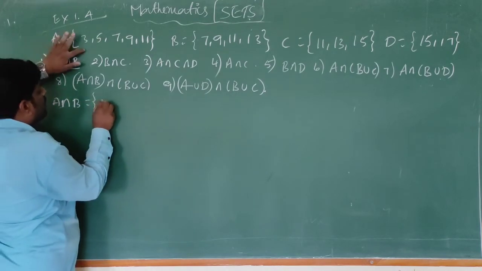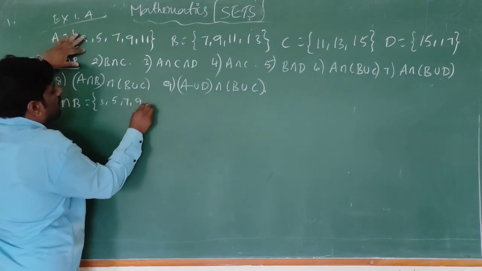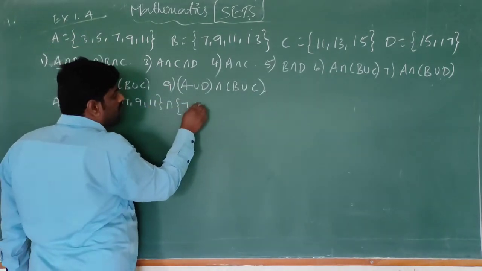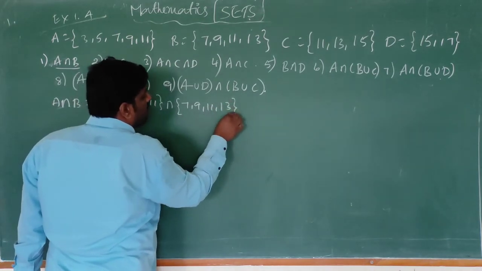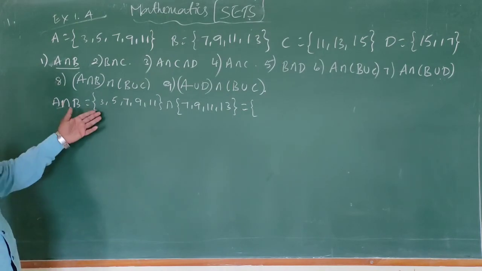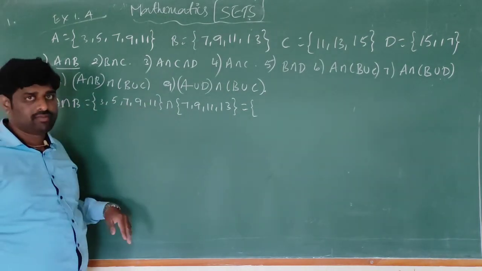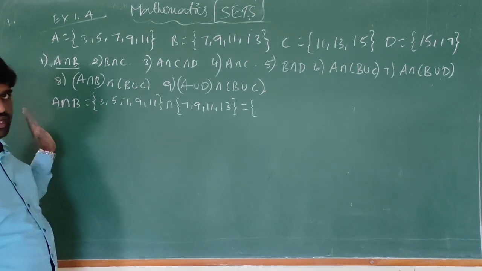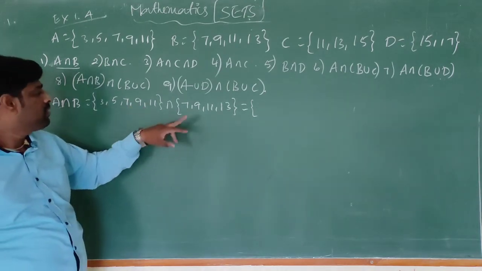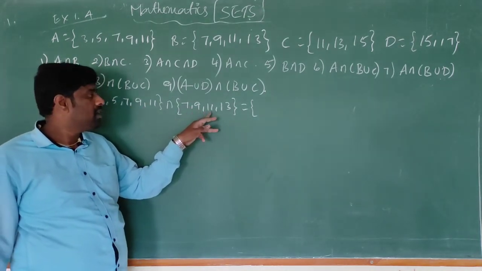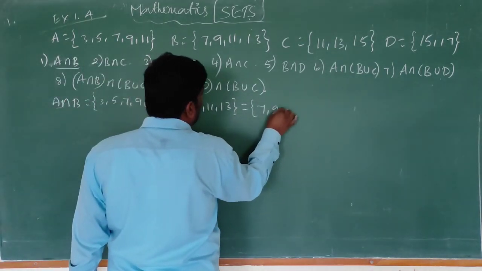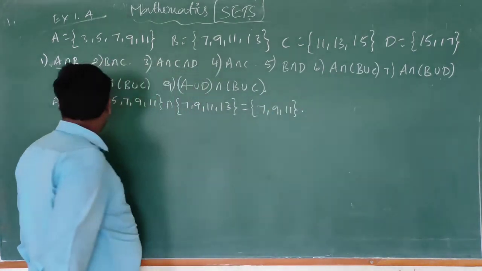What is A? 3, 5, 7, 9, 11. Intersection B: 7, 9, 11, 13. Already I told you, we take the common elements of both A and B. A is 3, 5, 7, 9, 11. B is 7, 9, 11, 13. So the intersection of these two sets is 7, 9, 11.